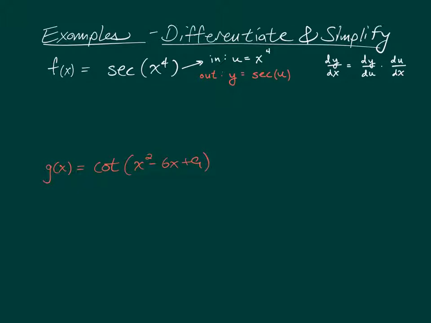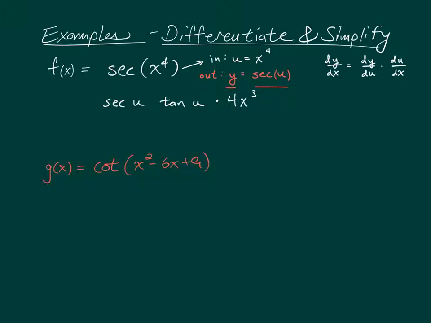So we can do this. Let's take the derivative of y with respect to u. So the derivative of secant u will be secant u tangent u. And to that, we're going to multiply the derivative of u with respect to x. So what's the derivative of u with respect to x? Well, if we just take the derivative of this side over here, that is 4x cubed. So this will be times 4x cubed.